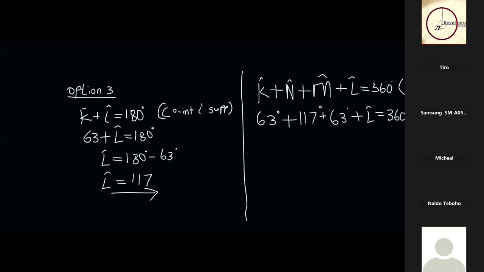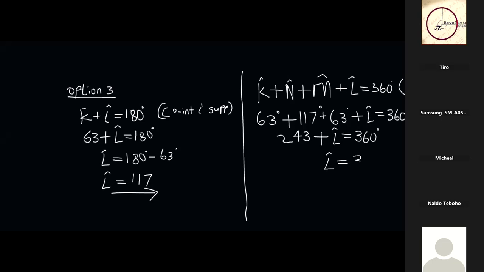243. Then you say plus L equals 360. So angle L equals 360 minus 243. There's no way you'll get anything other than 117.